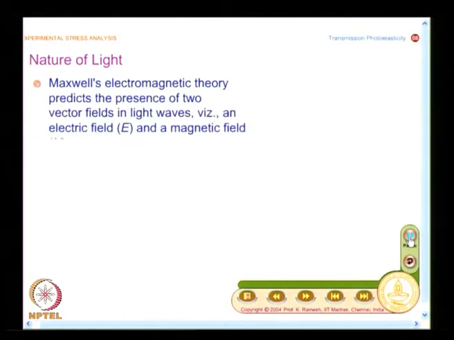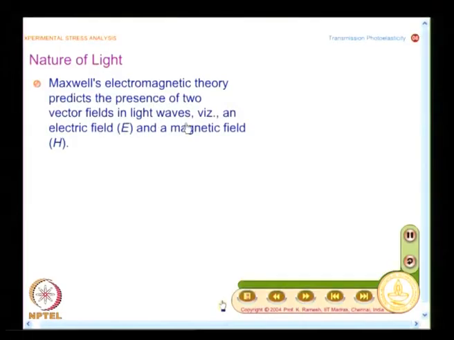And what you need to do is, the moment you come to photoelasticity, you use light as a sensor and you need to know what is the nature of light. You have all studied all this in your physics course. It is only a recapitulation of those ideas, it is nothing new, and we all know that light is an electromagnetic disturbance and it predicts two vector fields. I have an electric field and a magnetic field, and our focus is now to go and mathematically define this. So, that is what we are going to do.